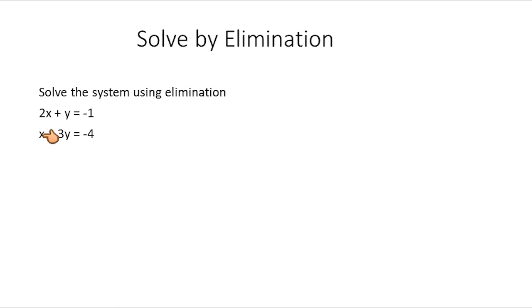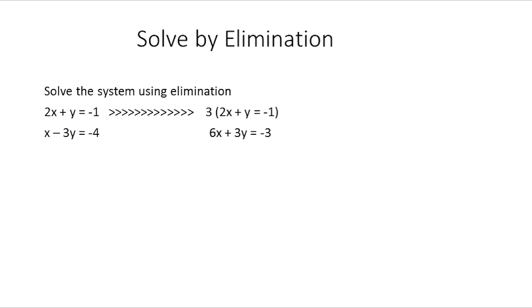It's up to you. If you want to cancel the x's, then this is positive 2, so I would make this a negative 2. If we want to cancel the y's, I would make this a positive 3 because this one is a negative 3. So we would multiply at least one of the equations by what we want it to change to. So I'm going to take the first equation and multiply it by 3 so that the y's will be positive 3y and negative 3y. And we have to multiply by each term in the equation. So we get 6x plus 3y equals negative 3.